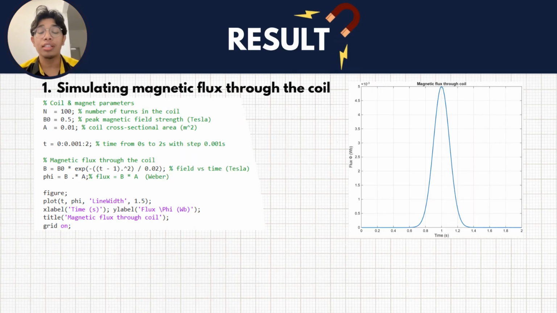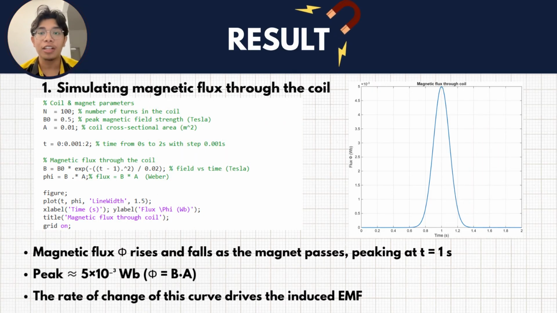Here's our result. The first figure shows the magnetic flux through the coil, a smooth pulse that peaks at 1 second at about 5 times 10 to the minus 3 Webers, which equals B times A. It is the rate of change of this curve that drives the induced EMF.